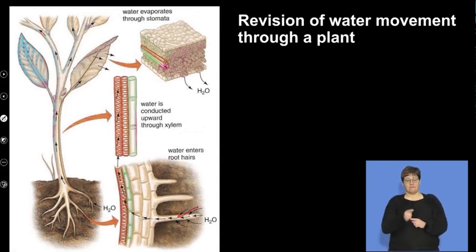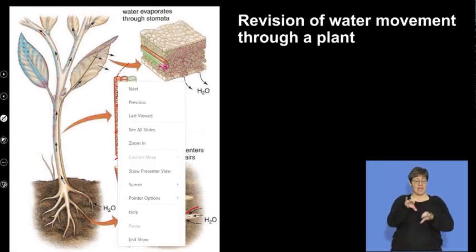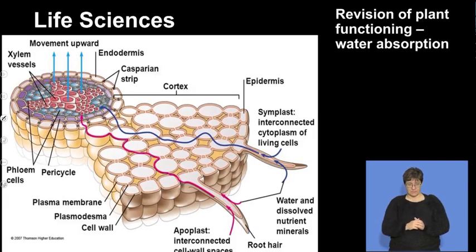This shows the tissues involved, how water moves in through the root hair into the xylem, how it's pushed up by root pressure, how it moves up by capillary action, and how the water eventually gets into the xylem in the leaf, and then moves out through the stomata. We're going to have a look briefly at each step.